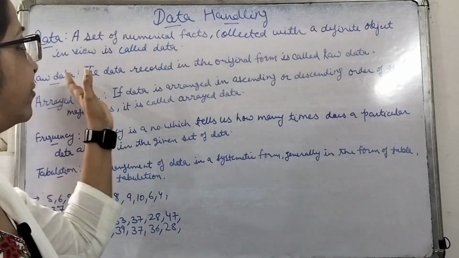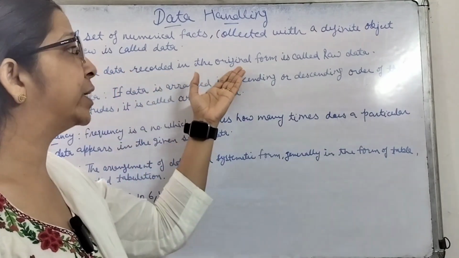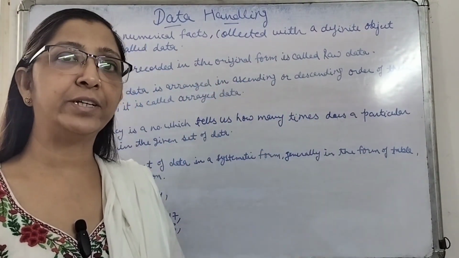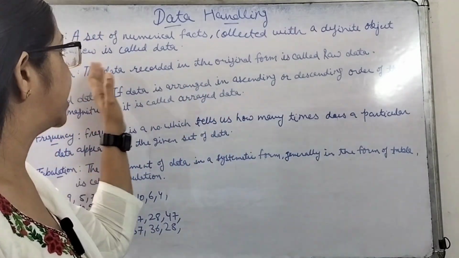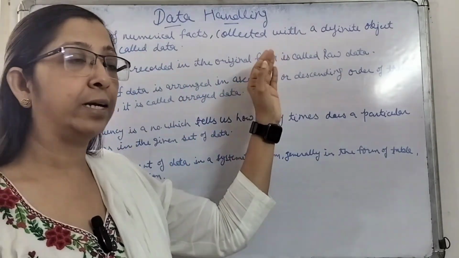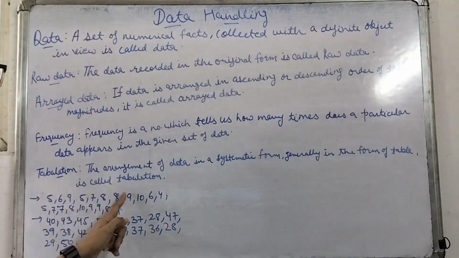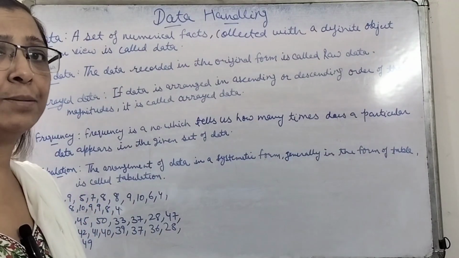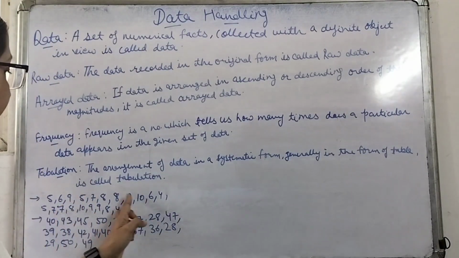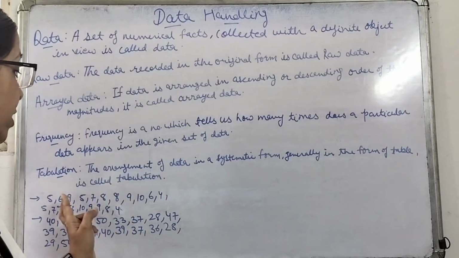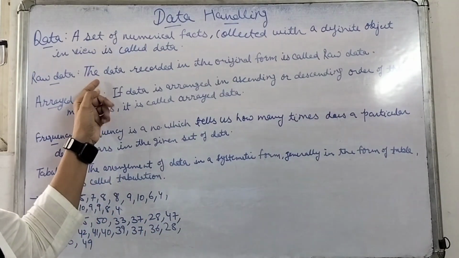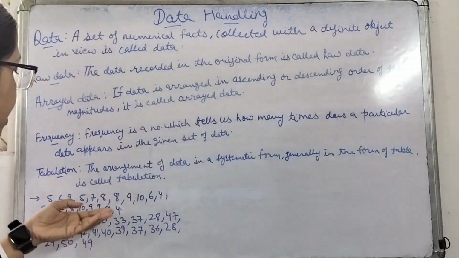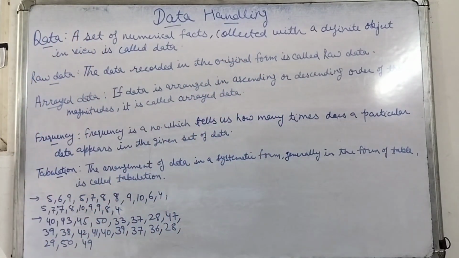Raw data is the data which we have recorded in the original form, that means in the form we have collected it randomly, we have written it. Such type of data is known as raw data. Suppose I am saying that these are the marks of 20 students out of 10 in any of the class test in subject math. So randomly I have taken marks of 20 students. So this is raw data because this is data recorded in the original form.